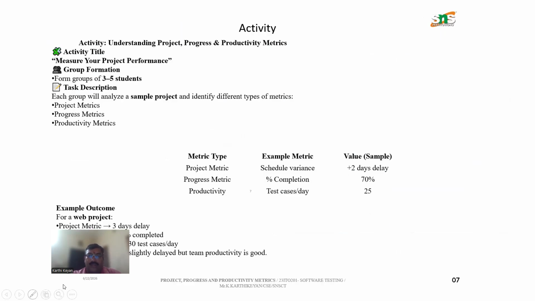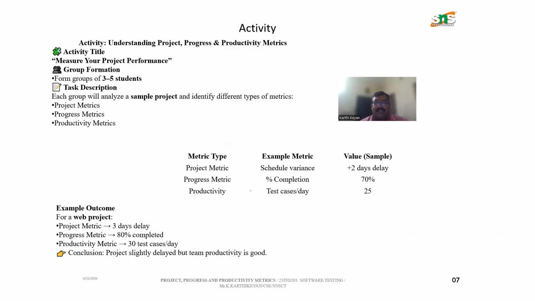So this is my activity: understanding project progress and productivity metrics. Activity title: measure your project performance based on 3 to 5 groups. Task description: project metrics, progress metrics, product metrics. Example metrics: schedule variance, percentage of completion, test cases per day, for example a 2-day delay, 70 percent, and 25. Based on this condition, you can get the customer's acceptance. If accepted, no problem, you implement. If not accepted, you move fast and develop your software to be applicable to all criteria.